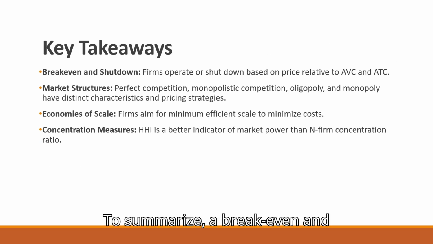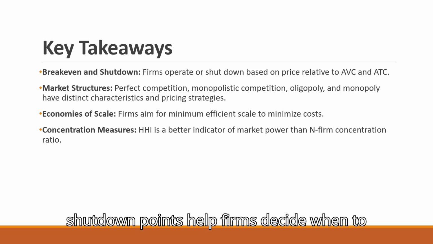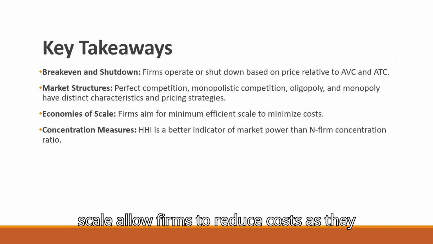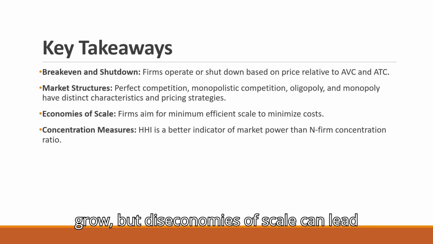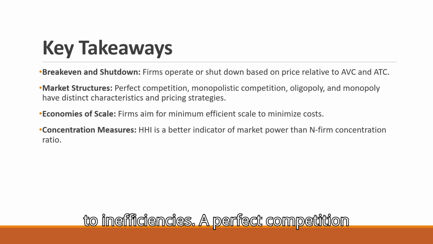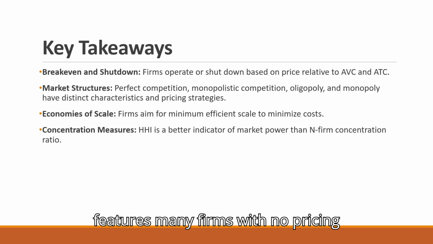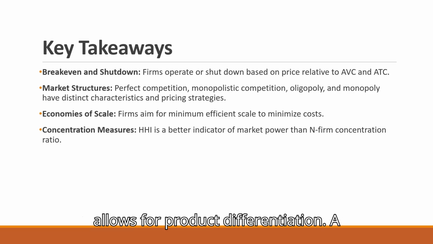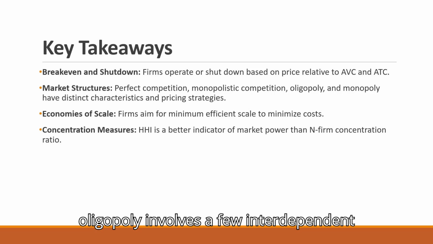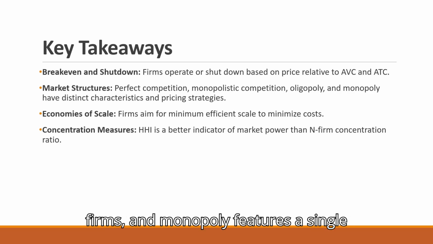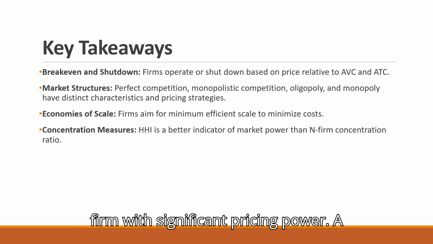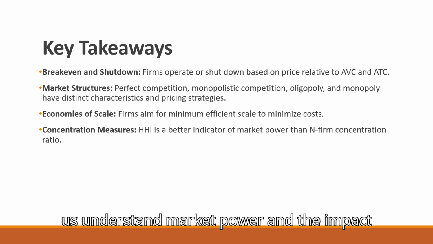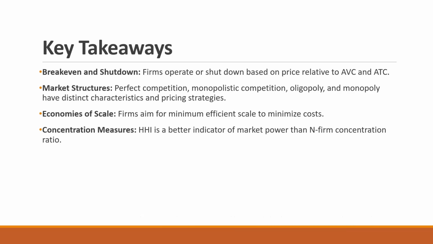To summarize, break-even and shutdown points help firms decide when to operate or exit the market. Economies of scale allow firms to reduce costs as they grow, but diseconomies of scale can lead to inefficiencies. Perfect competition features many firms with no pricing power, while monopolistic competition allows for product differentiation. An oligopoly involves a few interdependent firms, and monopoly features a single firm with significant pricing power. Concentration measures like the HHI help us understand market power and the impact of mergers.